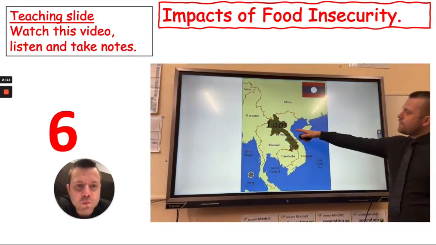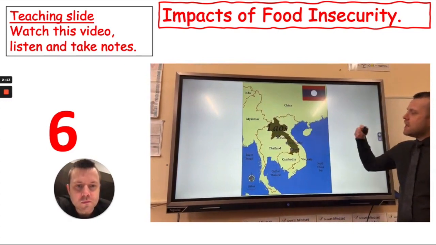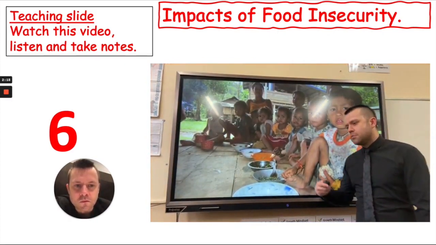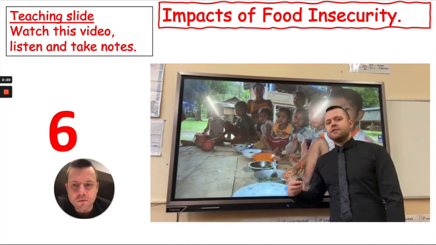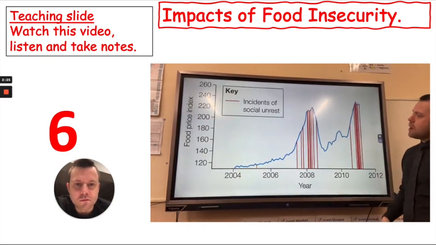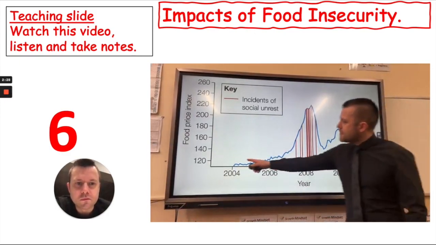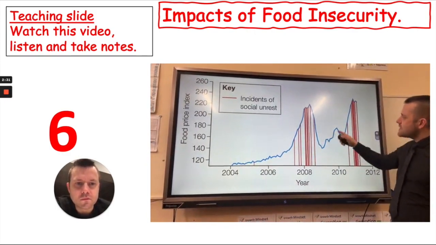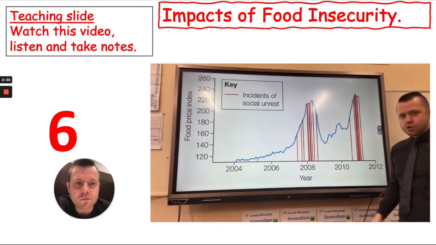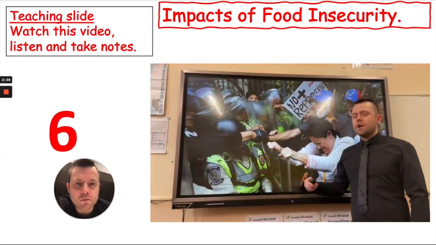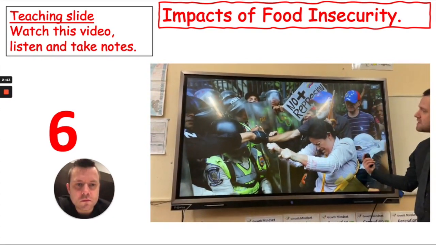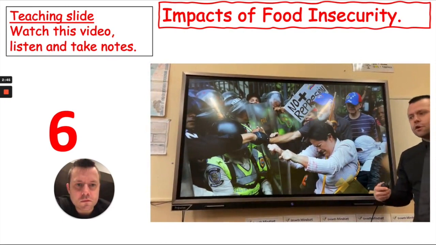Other instances of food insecurity can be seen in Laos, in Asia, where undernutrition is a regular occurrence and people just don't have enough calories needed to fulfill a healthy life. Economic impacts are also a result of food insecurity. This blue line shows the food price index. As you can see, the higher the line, the more incidence of social unrest, when people are arguing between themselves and the government because they are hungry. For example, in the past decade, Venezuela has seen regular food riots.